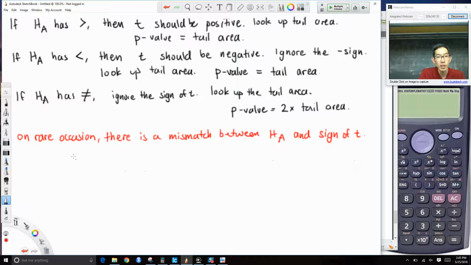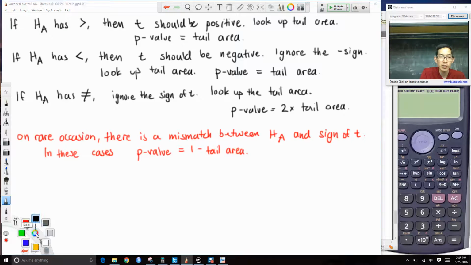So in these rare cases, the p-value is equal to 1 minus the tail area. But again, I would say this is fairly rare, and so you don't really have to worry about it.